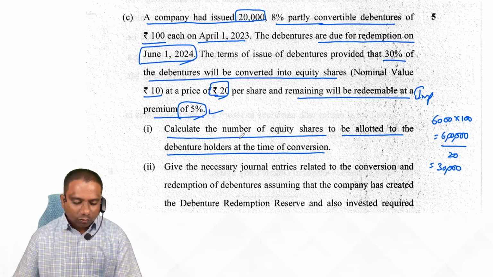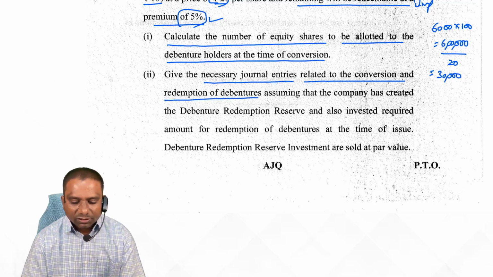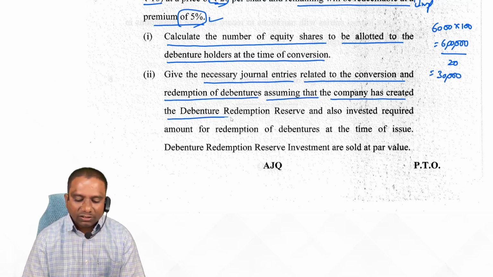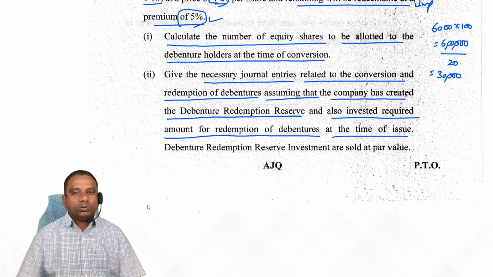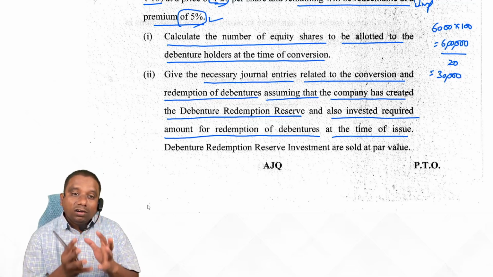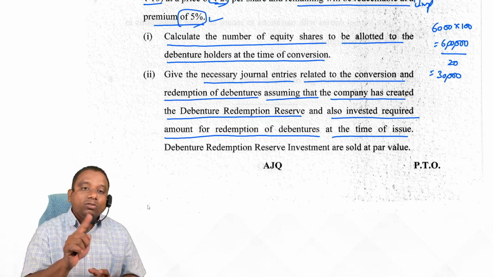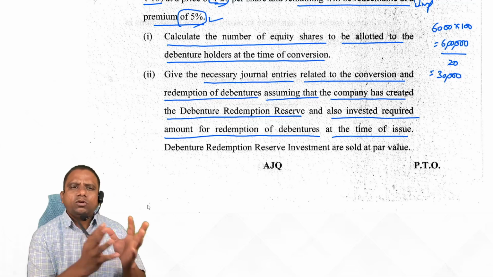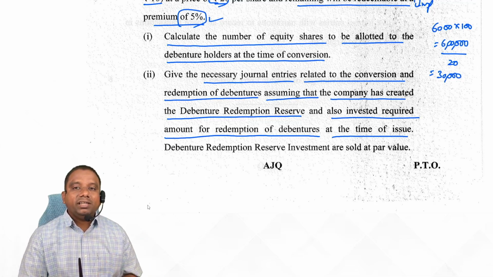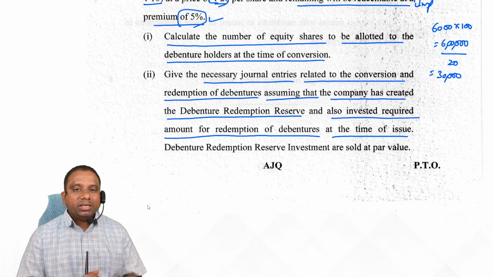Now, second requirement, give the necessary journal entries related to the conversion and redemption of debentures, assuming that the company has created the debenture redemption reserve and also invested required amount for redemption of debentures at the time of issue. Here is the googly for students. They said already they have invested required amount plus already they have created required reserve. But how much amount they invested and how much reserve they are maintaining? So indirectly they are asking you to calculate the amount of investment and amount of reserve.